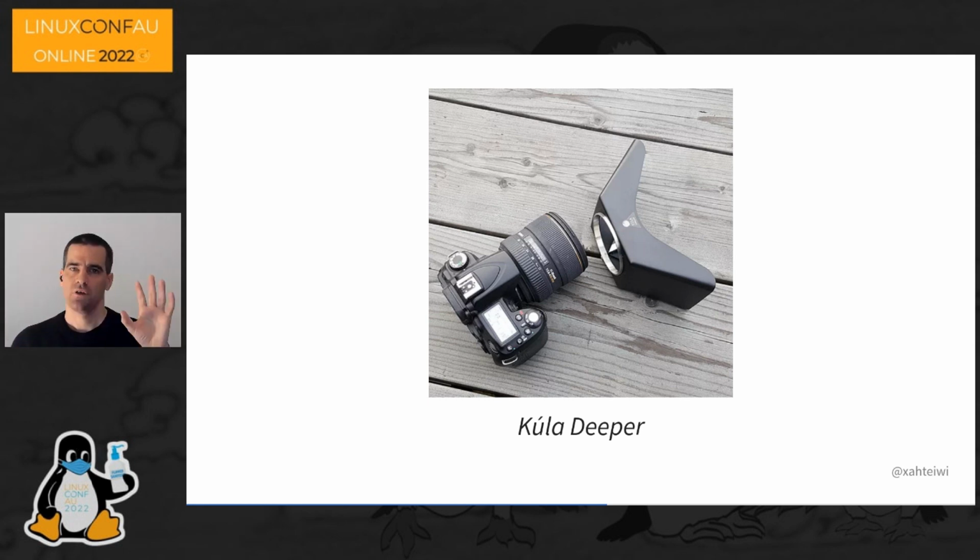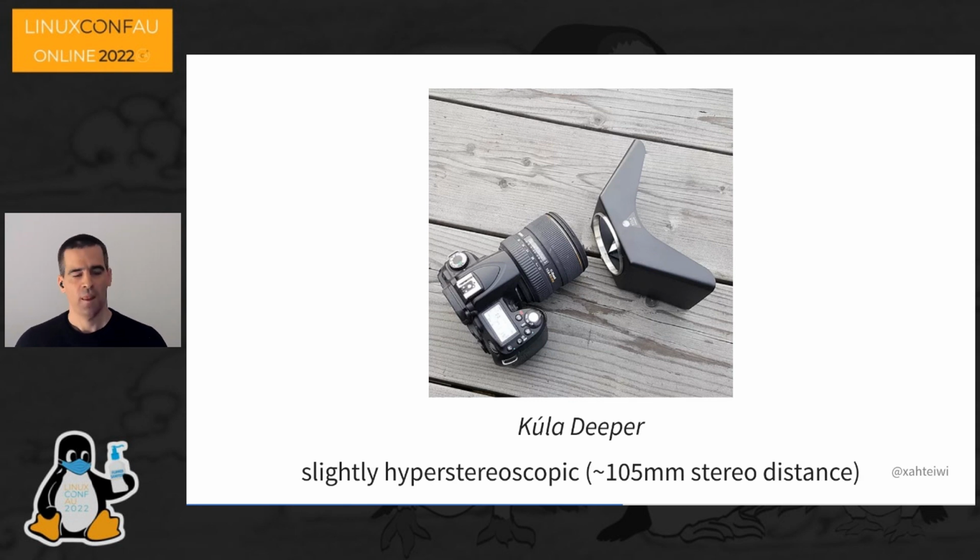And it offsets the light hitting the left half of your sensor a little further to the left, and offsets the light hitting the right half of your sensor a little further to the right. And so that makes this device slightly hyper stereoscopic. If we have a stereoscopic distance that's larger than the distance between our pupils, we call that hyper stereoscopic. In this case, it's about 105 millimeters.